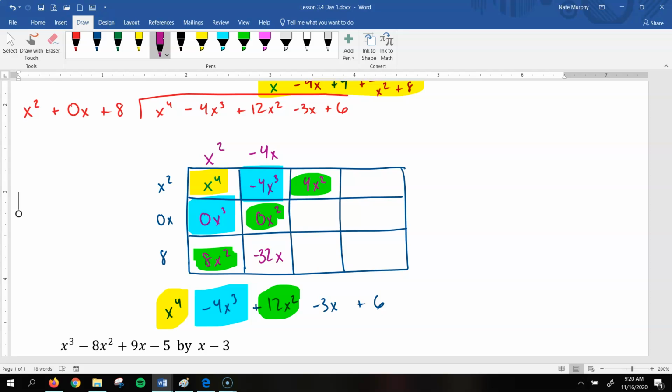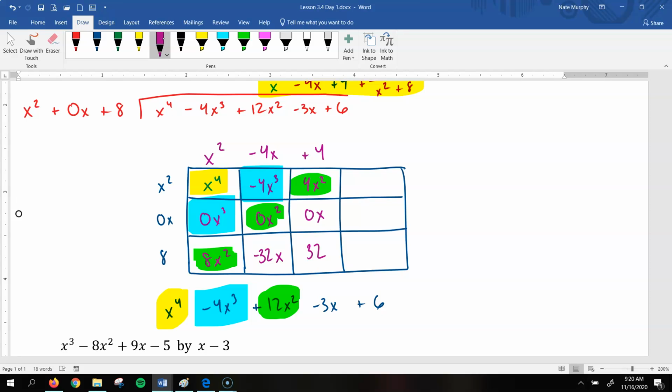So what would I multiply x squared by to get 4x squared? Well, that would be a positive 4. So now let's multiply everything by positive 4. So 4 times x squared, sure enough, that's 4x squared. And then we would get 0x here and 32 down here.